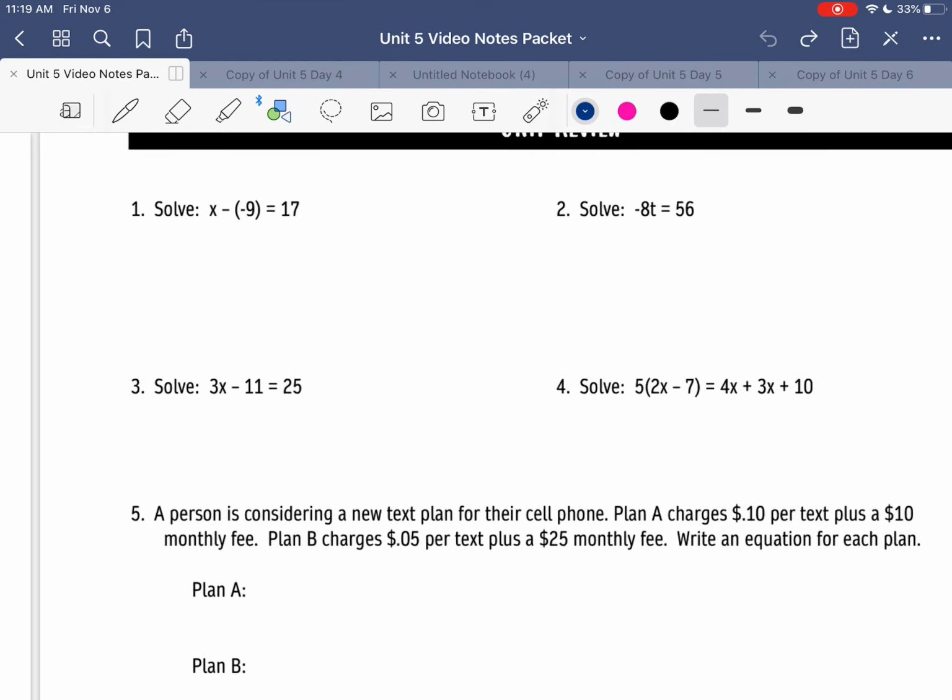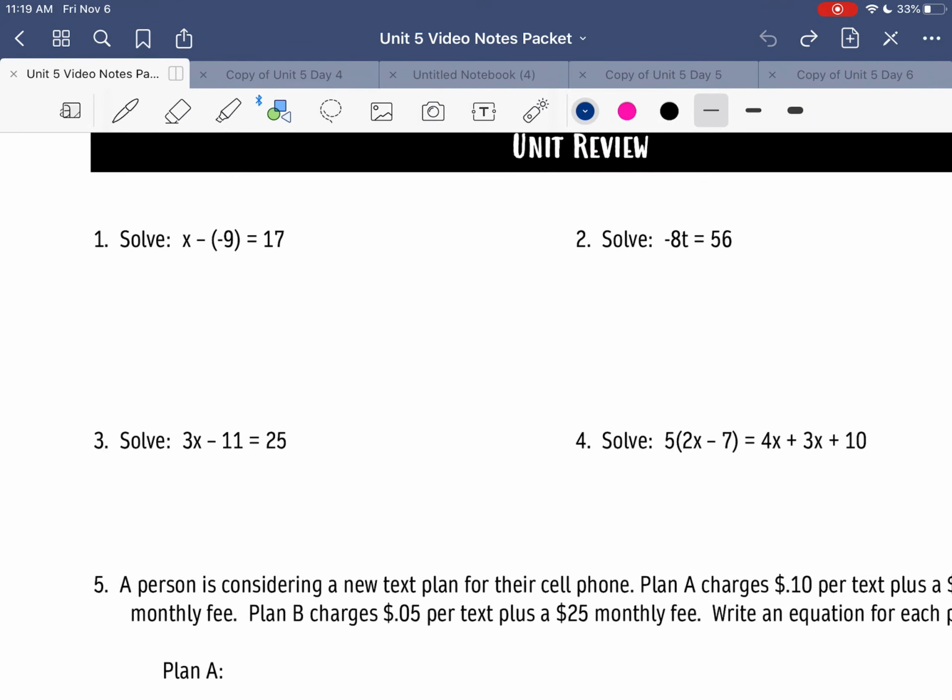So in number 1, we have x minus negative 9 equals 17. So I'm going to start by drawing a line just to keep my work organized. That minus negative 9 looks kind of jumbled, but I know minus a negative is the same as a positive. So I'm going to rewrite this just to clean it up a little bit as x plus 9 equals 17. And that makes this little one-step equation just look so much nicer to me. The parentheses in that problem are not actually necessary because there's no operation going on there. So minus a negative is the same as adding.